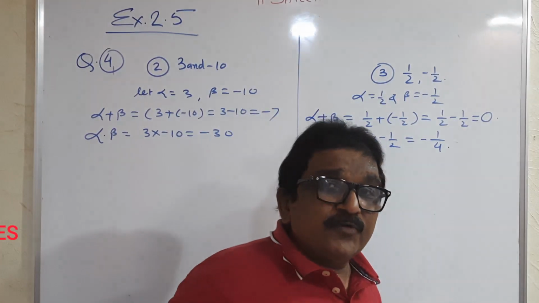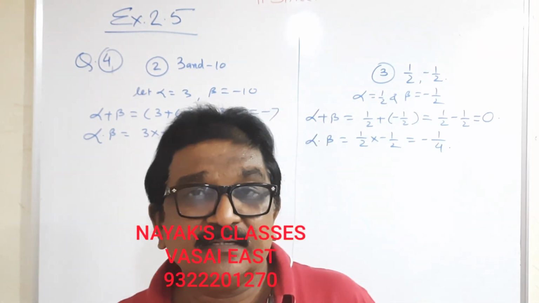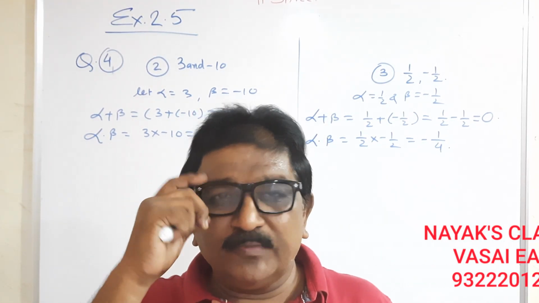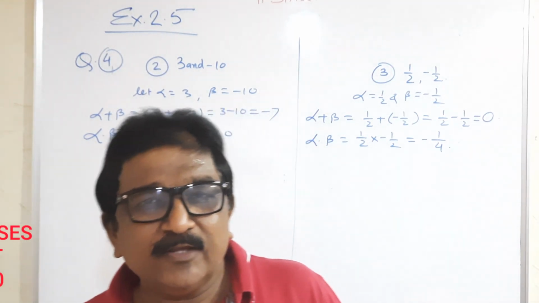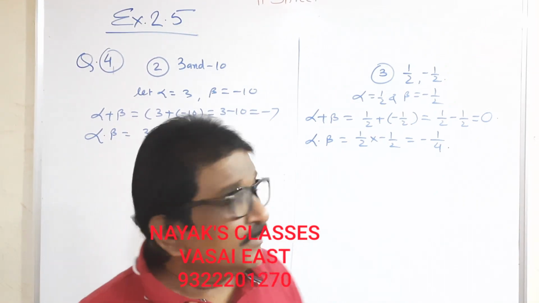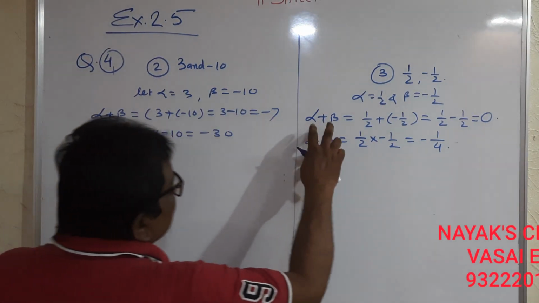These operations on fractions were taught in 7th standard, exercise number 39 it was. So you must know these things. When the denominator is the same, we multiplied the denominators and we got the answer. So we got alpha plus beta.